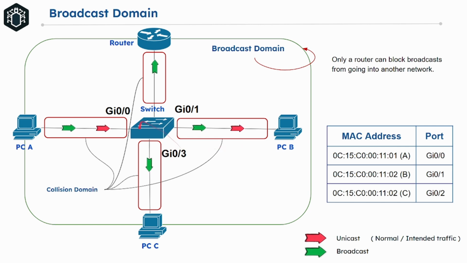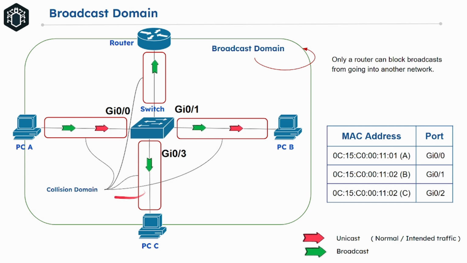Here's where the switch is smart. It keeps a table of MAC addresses. A MAC address is a unique name for each device. When a device sends data to another device, the switch looks at the destination MAC address and sends the data only to the port where the device is connected.